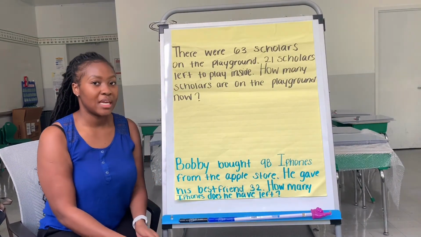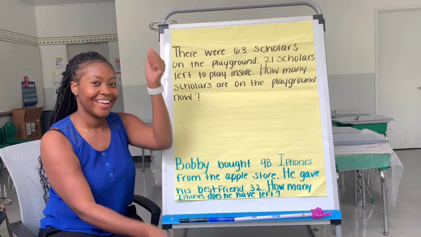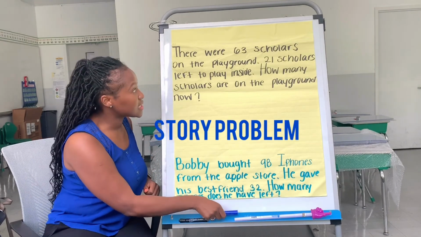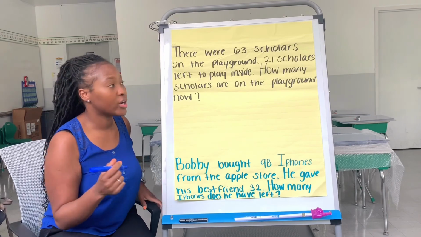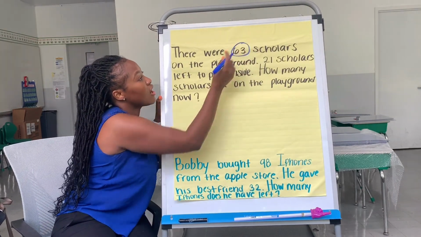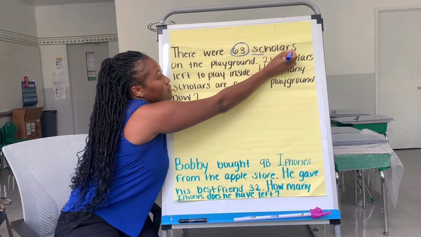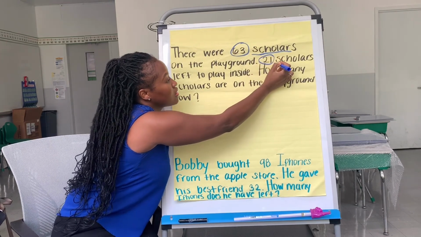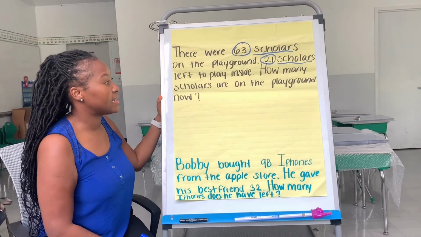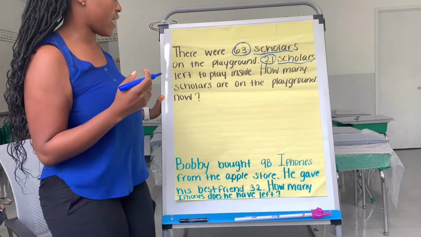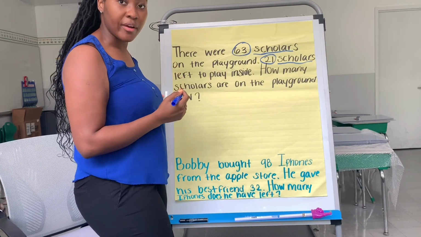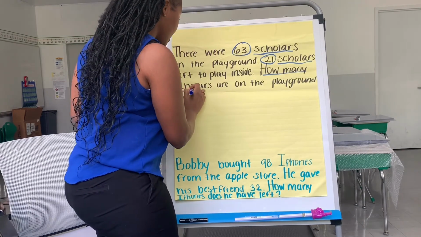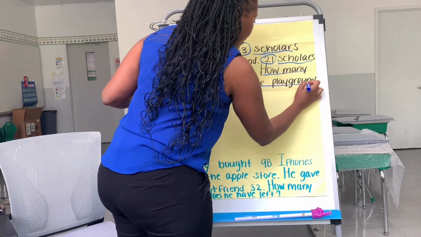So the first thing we need to do is, you should know by now, mark up the text. Let's mark up the text together. We're going to circle the numbers that we already know. So we know that there are 63 scholars on the playground. I'm going to underline my unit. And we know that 21 scholars left to play inside. And what are we trying to figure out? Yes, we're trying to figure out how many scholars are on the playground now.